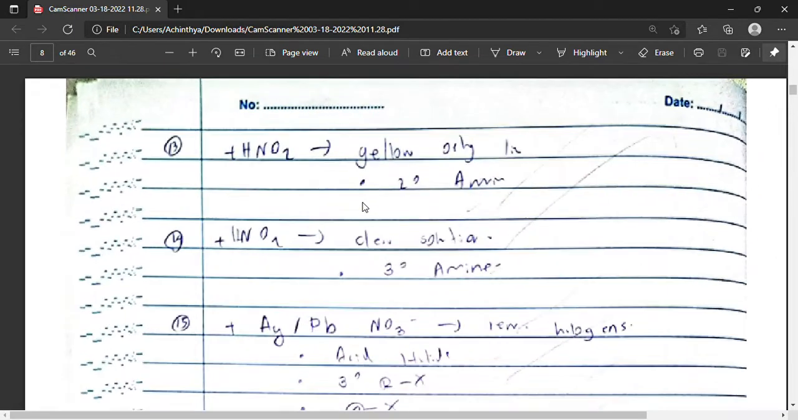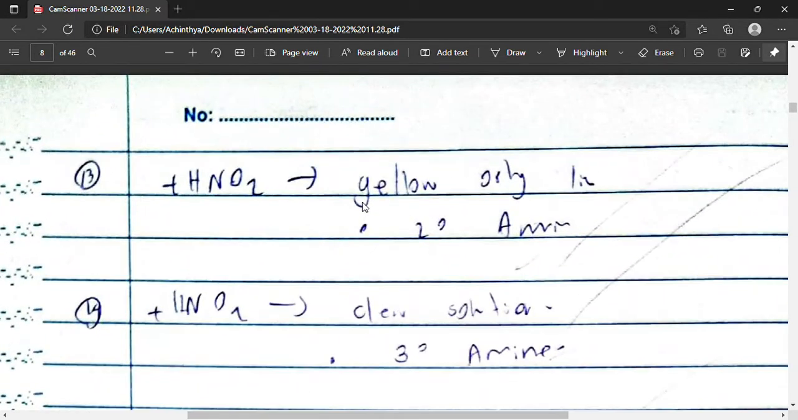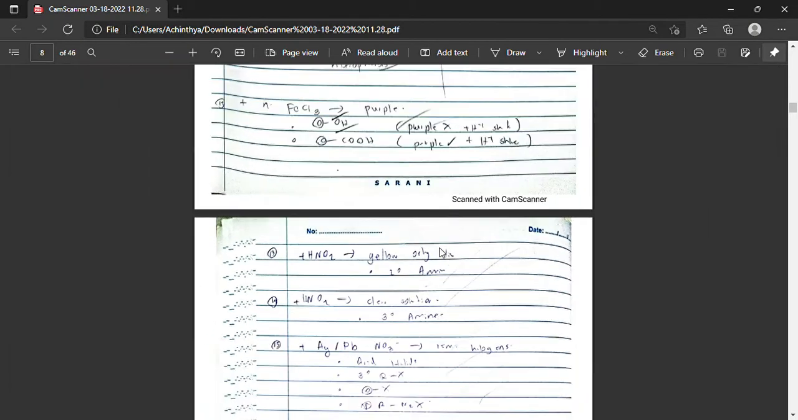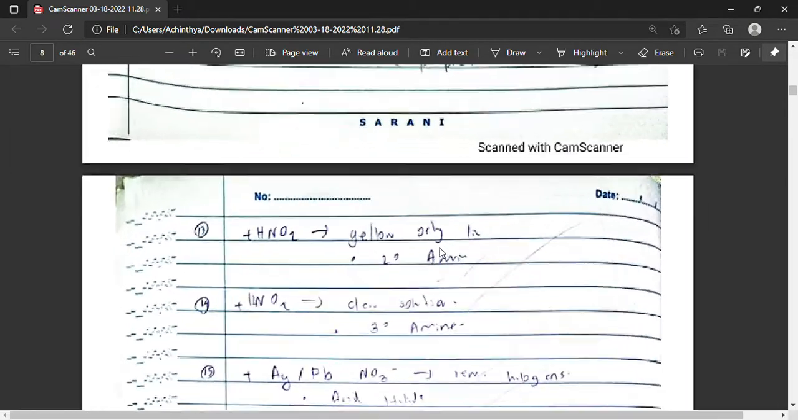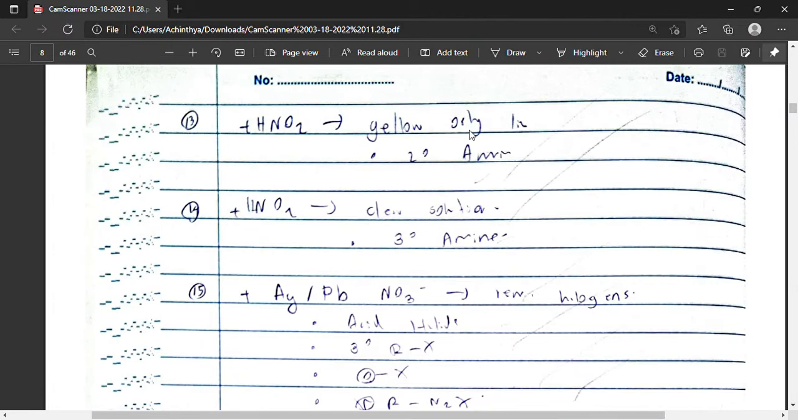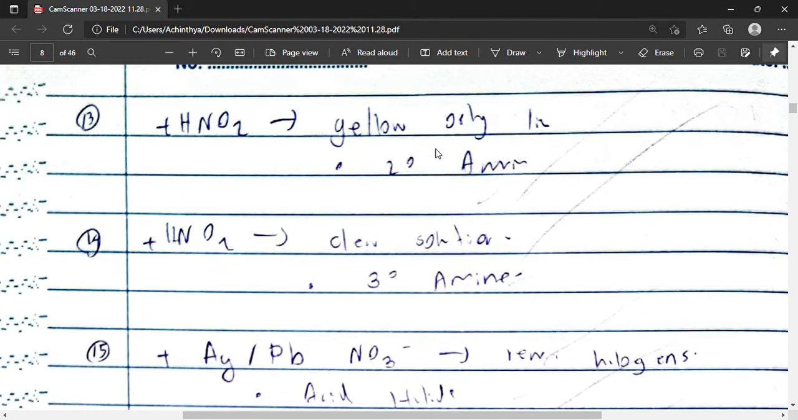Now what if we were to add nitrous acid and we obtain a yellow oily liquid? Then what we have in essence is a secondary amine. If we add nitrous acid and get a clear solution, what we have is a tertiary amine.